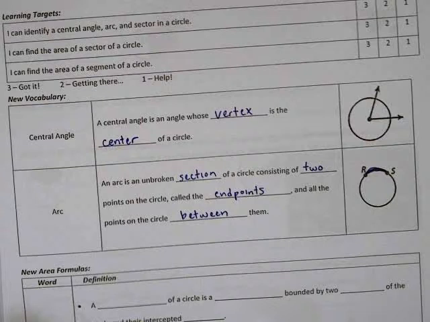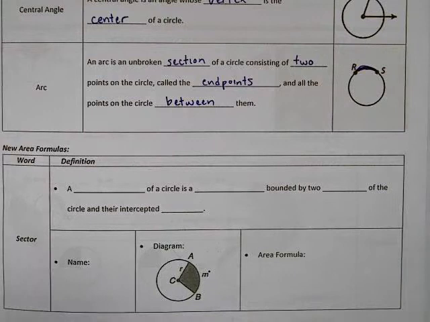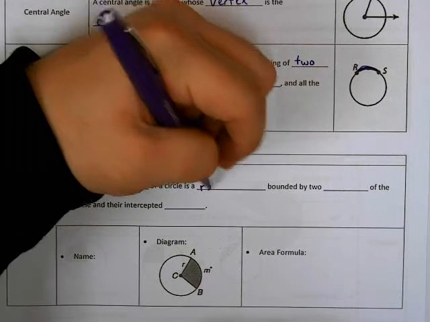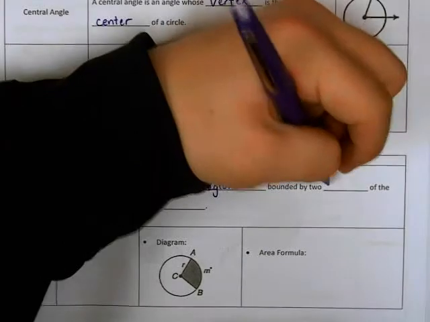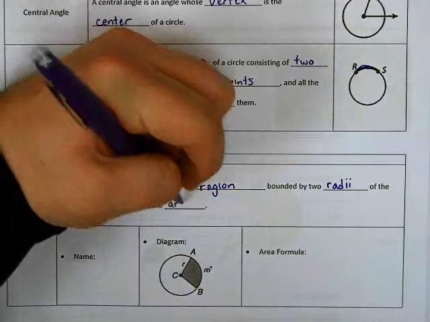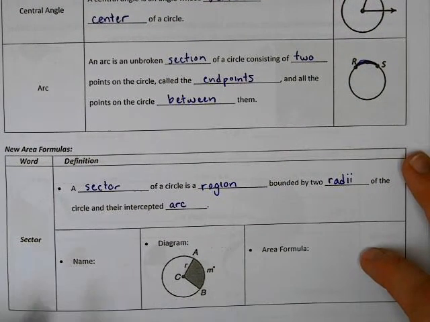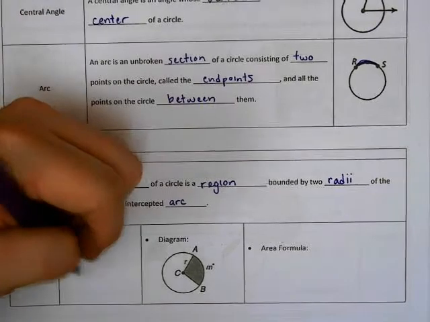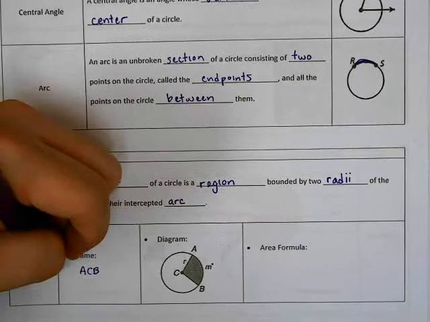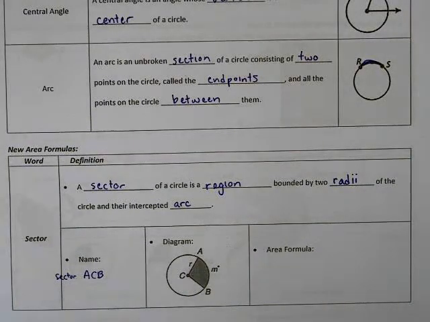Now, why do we need that? We need those definitions because we're going to be finding the area of these things called sectors. A sector is a region bounded by 2 radii of the circle as well as the intercepted arc. This is a great picture right here. I would call this sector ACB.